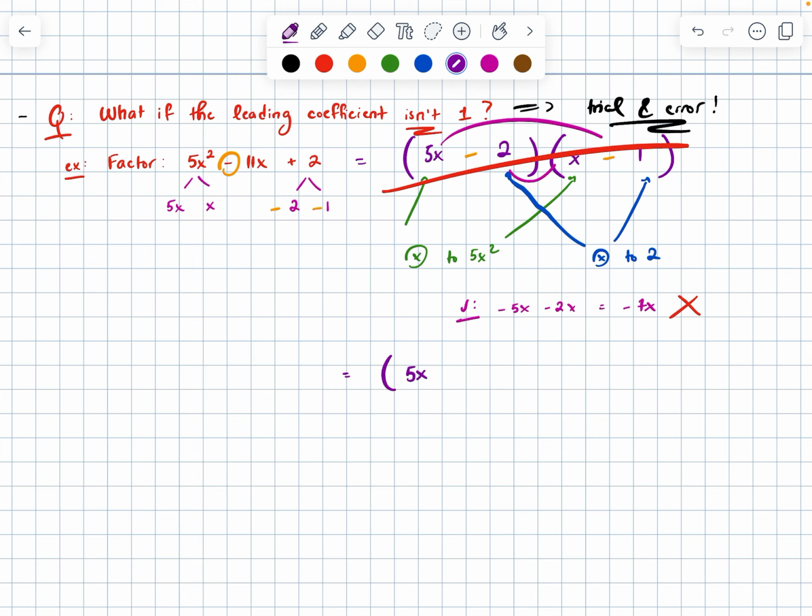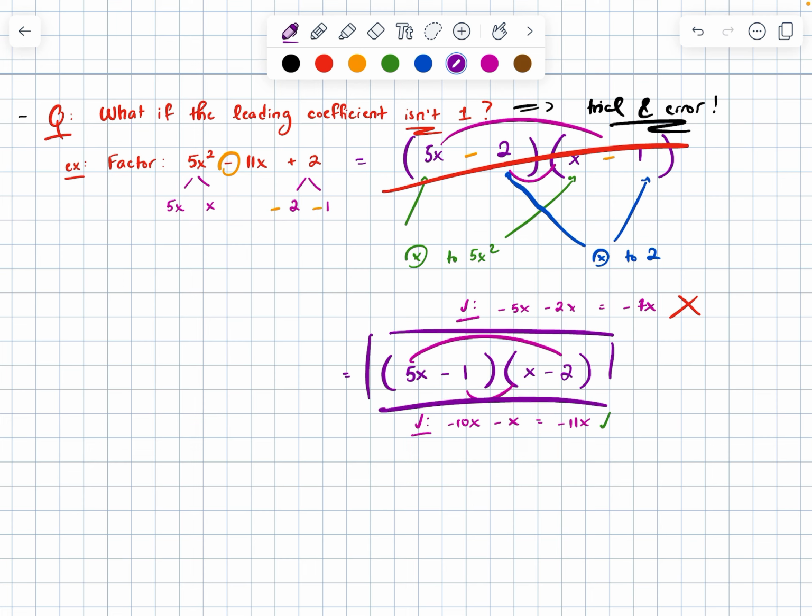There's only one other option for me to consider. Let me swap the negative 1 and the negative 2. Doing some met-wet here to check my middle term. Well, 5x times negative 2, this is going to get me to negative 10x. Negative 1 times x is going to get me to negative x. Would you look at that? There's the negative 11x that I need. This is my factored form.